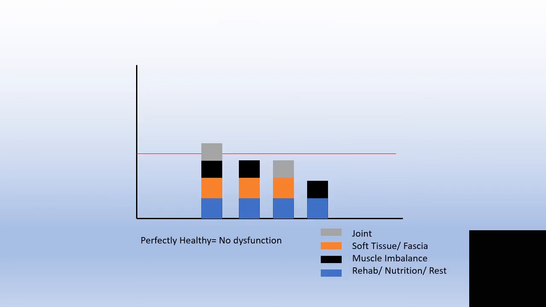When we look at here, this just represents some of the blocks that contribute to or take away from our ability to handle load. So looking here: joint, soft tissue, muscle imbalance, and then rehab, nutrition, and rest. The first three being actual anatomical and or functional, and the rehab, nutrition, and rest being things that we can address from a recovery standpoint.